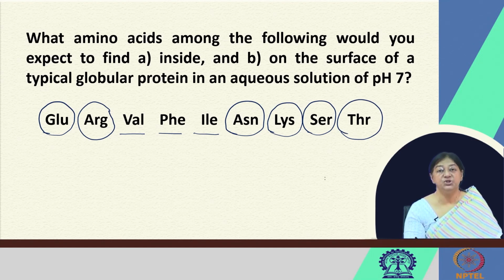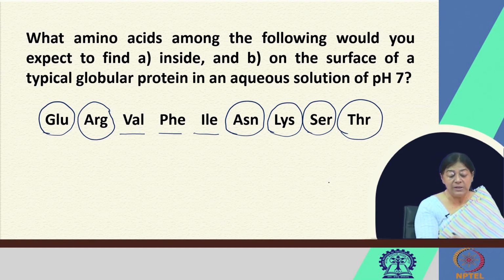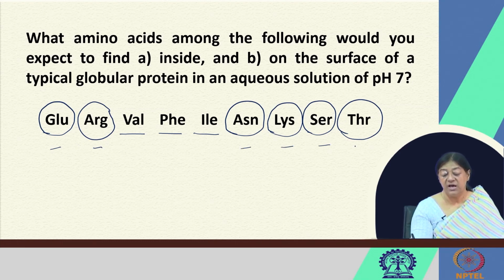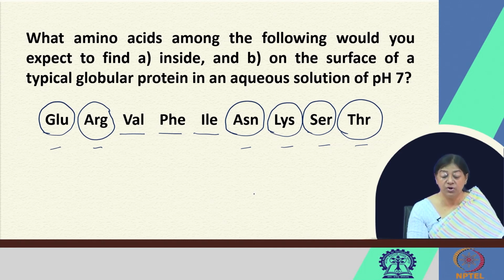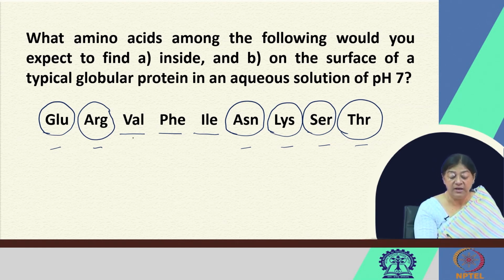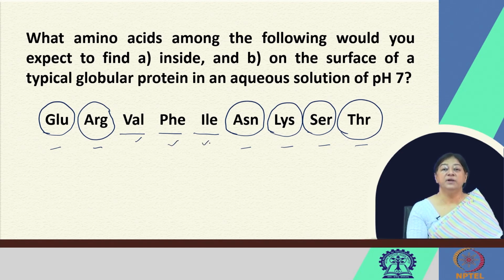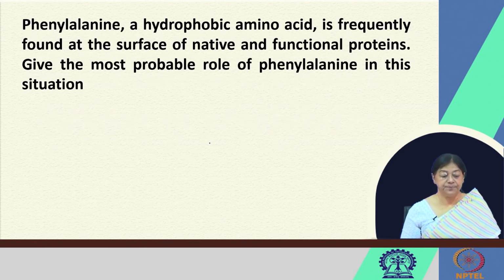For serine, we have CH2OH, and for threonine, we have a beta branch, one with CH3 and one with OH. So, the ones that are circled here are the ones that have in their side chains additional heteroatoms that could be involved with hydrogen bonding in water. So, we would expect these to be on the surface of the protein, and valine, phenylalanine, isoleucine having only carbon and hydrogen would preferably be inside the globular protein in the hydrophobic core, as we discussed earlier.